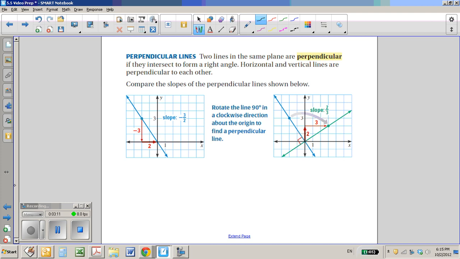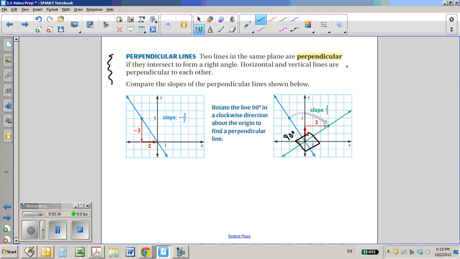Okay, so now that we talked about parallel lines, it's time to talk about perpendicular lines. And this is a little trickier. But perpendicular lines are two lines that intersect to form right angles. So all of these angles are going to be 90 degrees. Right, so this is 90, 90, 90, 90. So that's a definition from geometry.